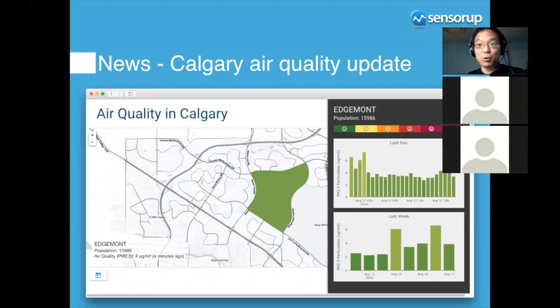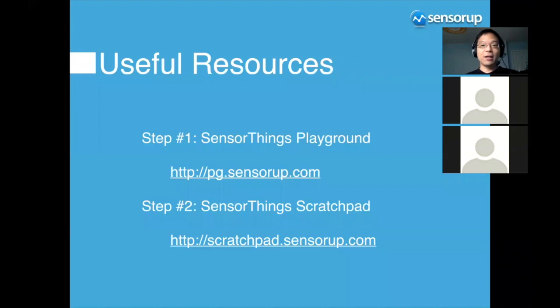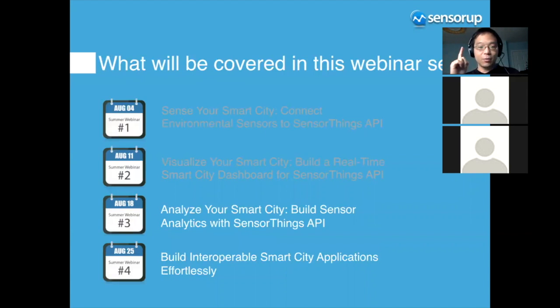Air quality, 120 countries. Okay, so before we start, there are some useful resources you can use. If you want to learn the OGC SensorThings API, there's a playground you can use. That's a good interactive tutorial. And the second one: if you want to try the SensorThings API, we have a sandbox, a full-featured link you can use called Scratchpad. So again, it's there. Today, we'll talk about Analyze Your Smart City.